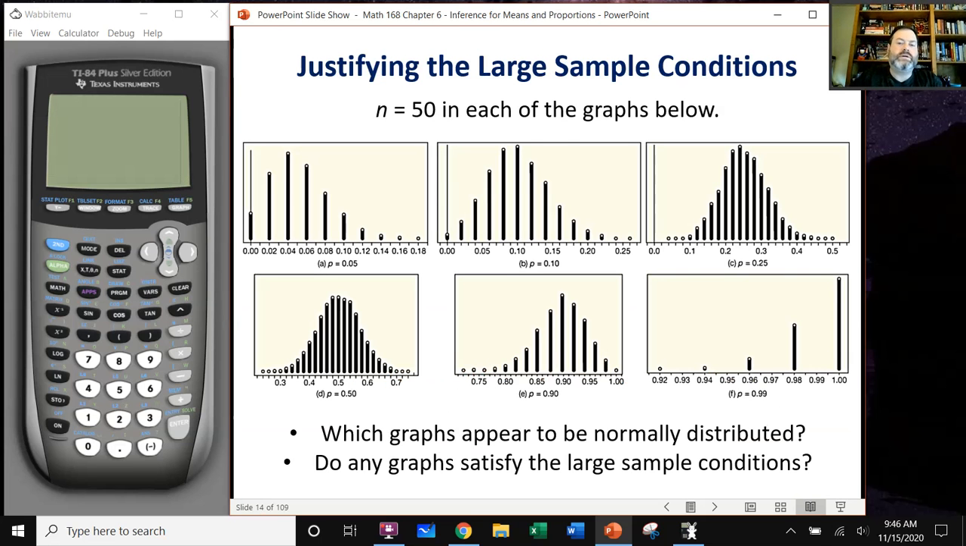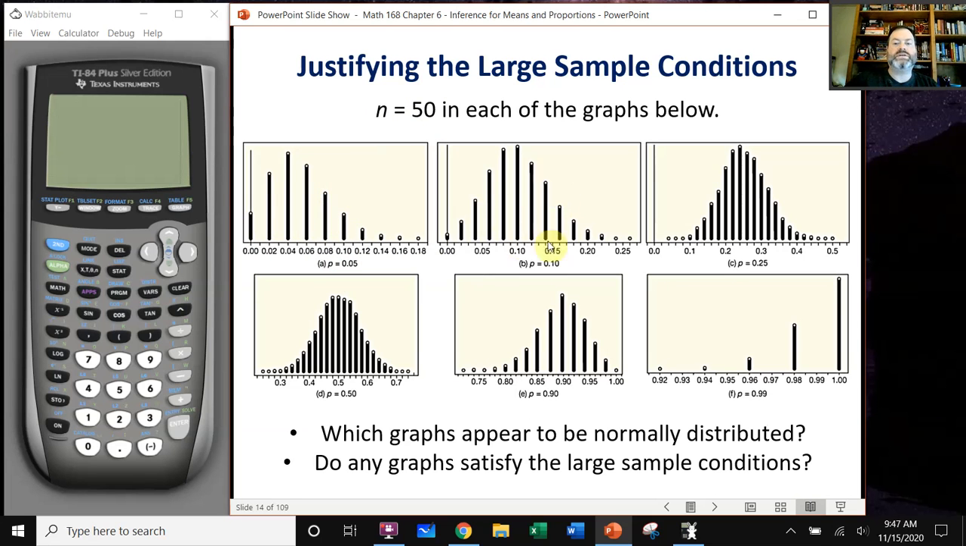So here are some pictures that justify these large sample conditions. In each of these graphs below, the sample size is 50. This is just a mix of different p's, so these are all different population proportions. Look at what happens if you take a sample of size 50. This is the distribution of sample statistics if p is 0.05. Does this look symmetric and bell-shaped? It doesn't.